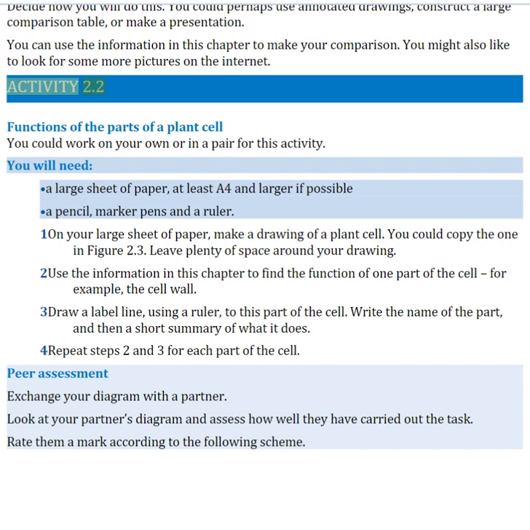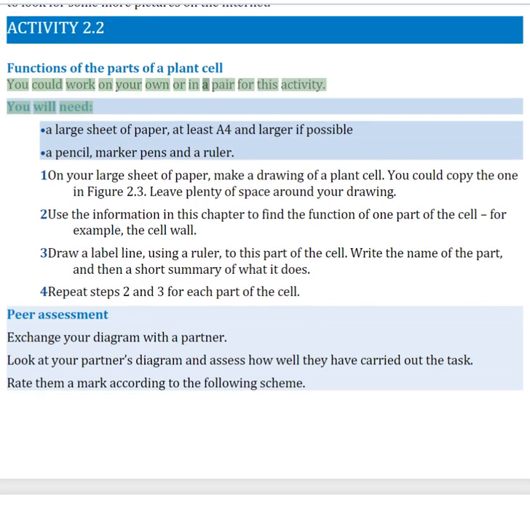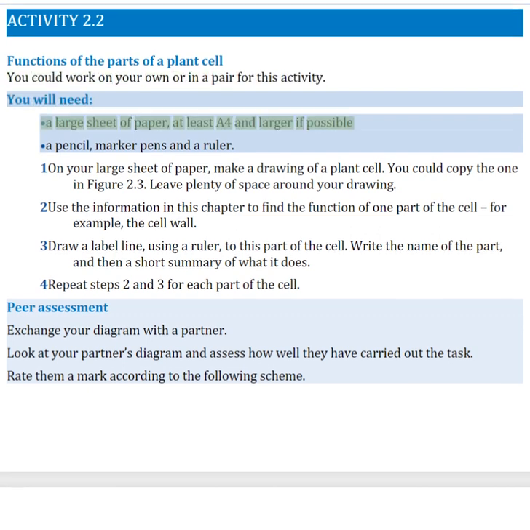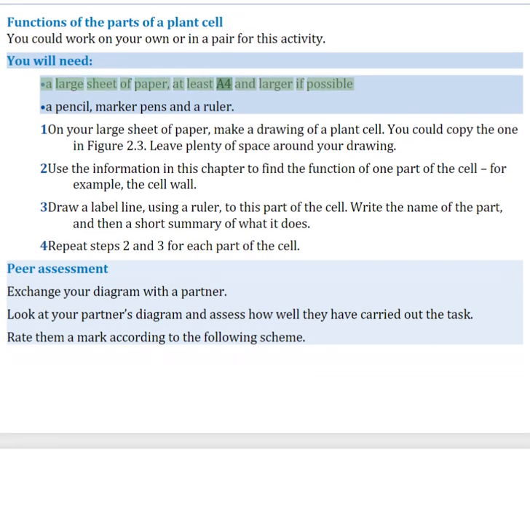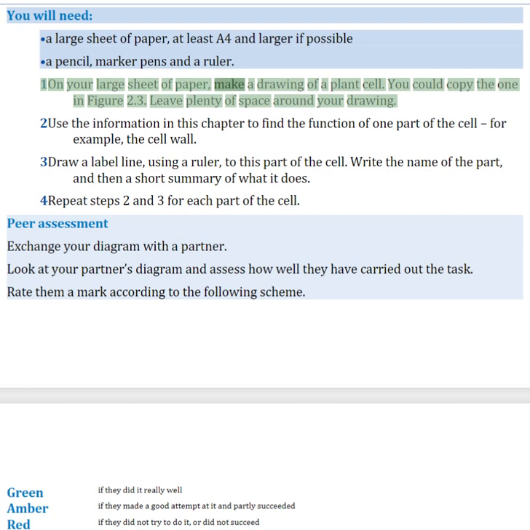Activity 2.2. Functions of the parts of a plant cell. You could work on your own or in a pair for this activity. You will need a large sheet of paper, at least A4 and larger if possible, a pencil, marker pens and a ruler. On your large sheet of paper, make a drawing of a plant cell. You could copy the one in Figure 2.3. Leave plenty of space around your drawing.